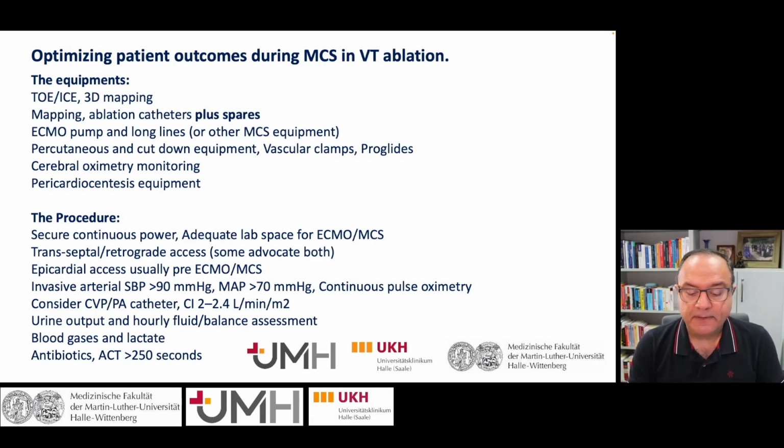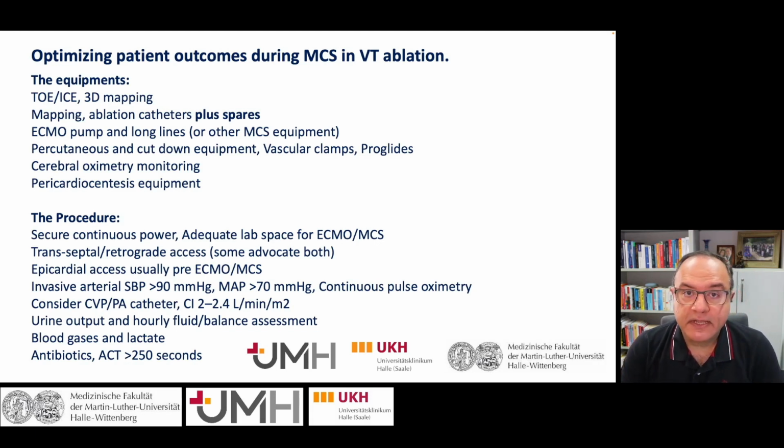In the procedure, we have to secure continuous power. It seems rudimentary, but it's very important: securing the continuous power supply to all the systems and all our devices, including perfusion pumps. If we are planning epicardial access, it's usually better to do the epicardial access first and then go for mechanical support and ECMO. Invasive arterial pressure monitoring is very important, as is continuous pulse oximetry.